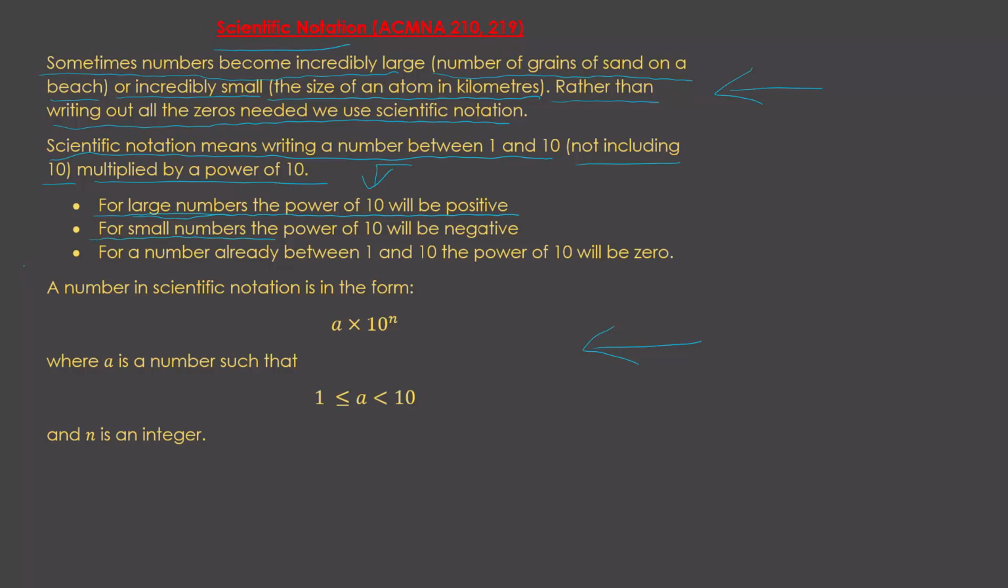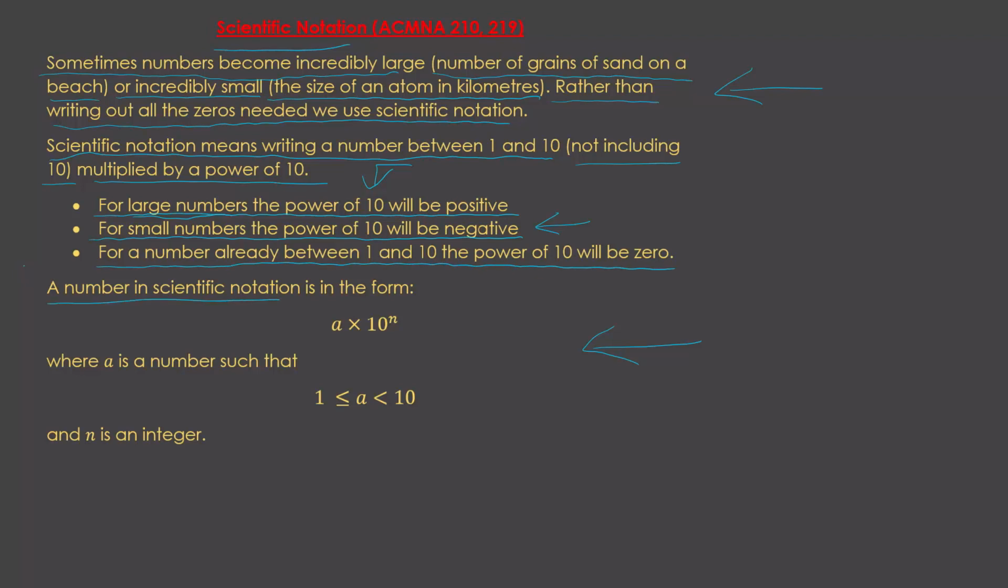For small numbers, the power of 10 will be negative. When we talk about small numbers, we're talking about numbers less than 1. For a number already between 1 and 10, the power of 10 will be 0.